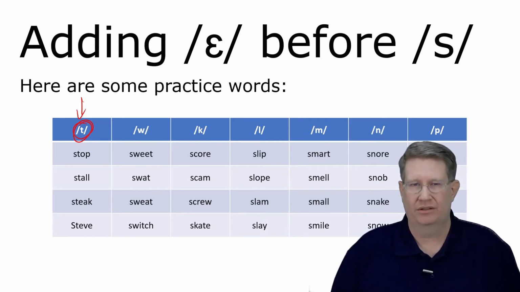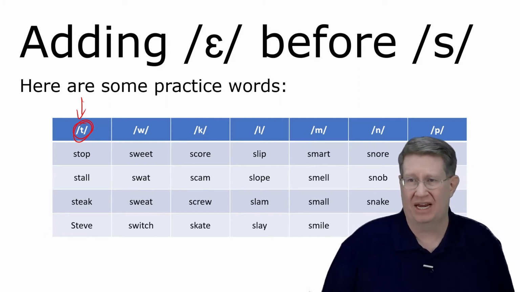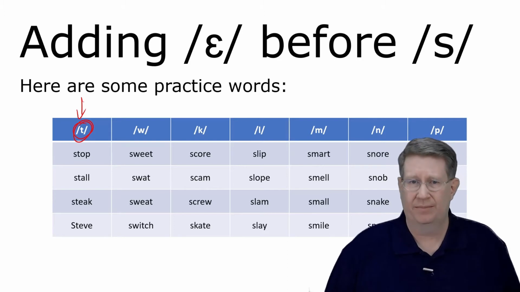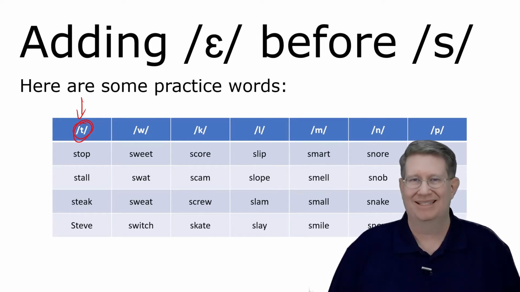Swat. Sweat. Switch. Okay, now with a K sound. Sometimes it's a C and sometimes it's a K, but it's always a K sound. Score. Scam. Screw. Skate.